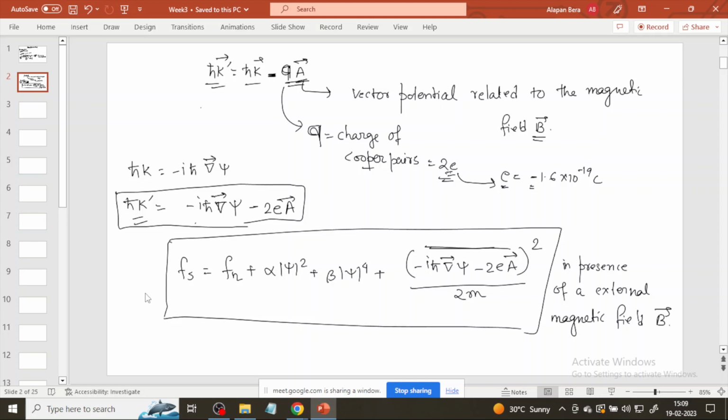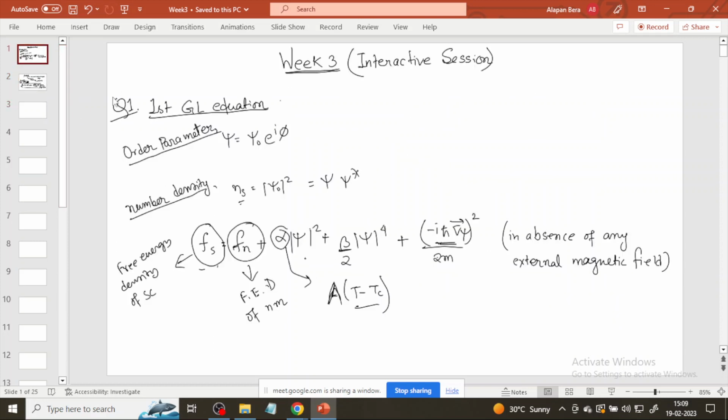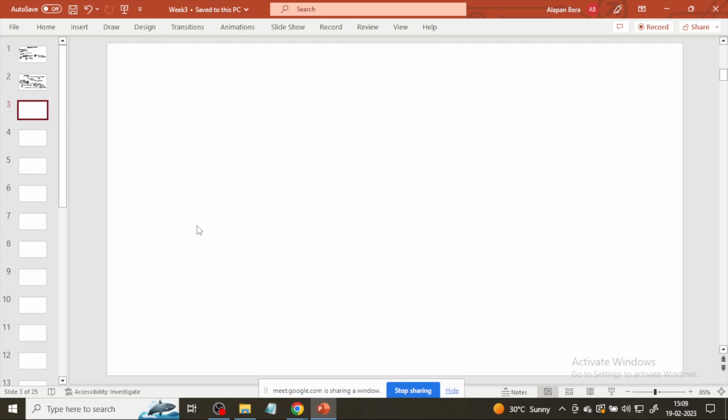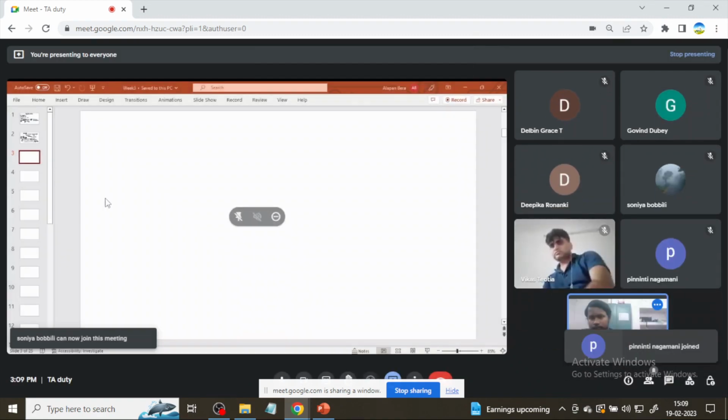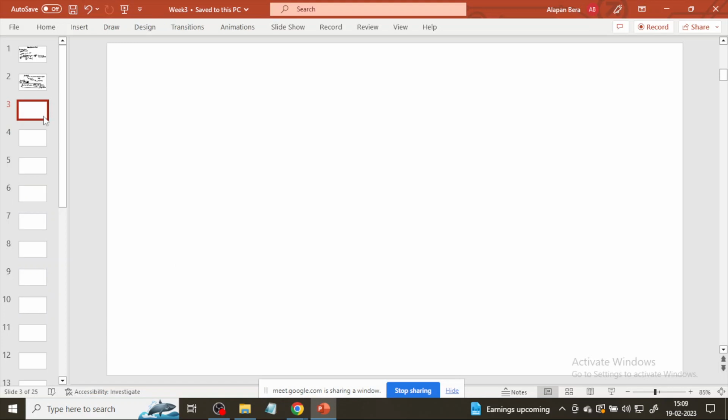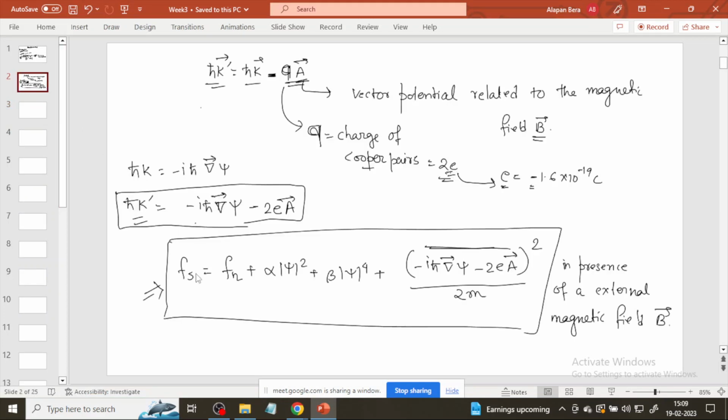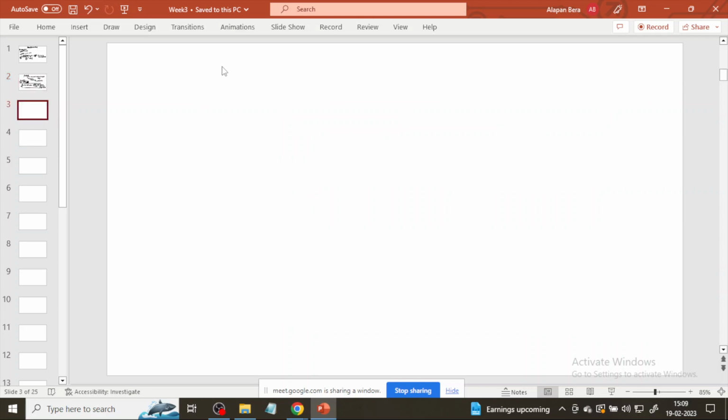So now we have this energy density equation in our hand, and we will start from this point basically to reach the first Ginzburg-Landau equation. Now we start from this free energy density equation to reach the first Ginzburg-Landau equation. So to reach the first GL equation, we have to minimize this free energy density. Okay, so this is the free energy density.